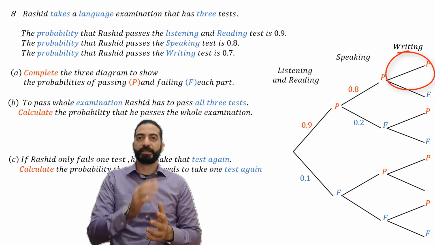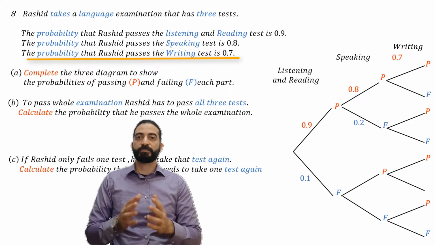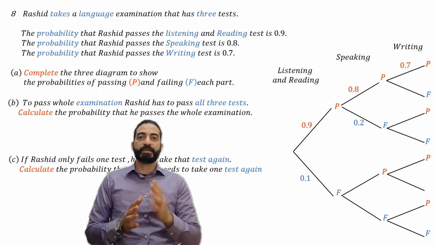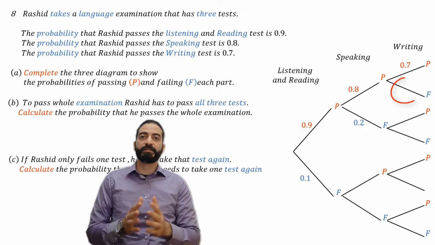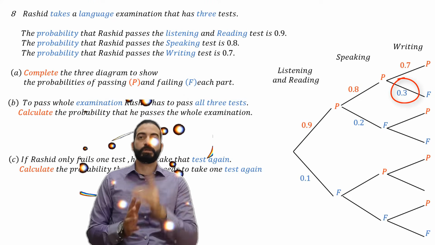The same thing here. In writing, we are given that the probability that Rashid passes the writing test is 0.7. So we put here 0.7 and here 0.3 because 0.7 plus 0.3 equals 1.